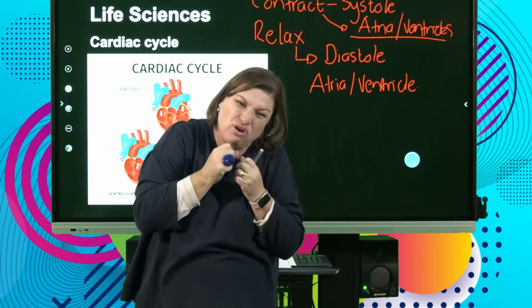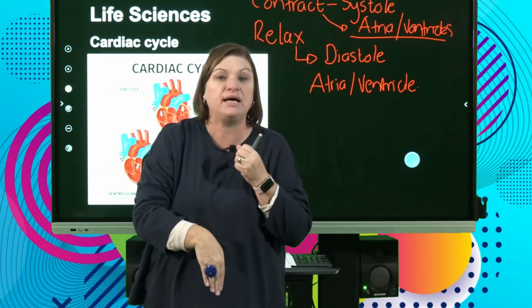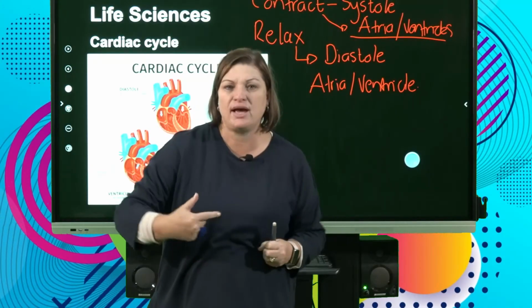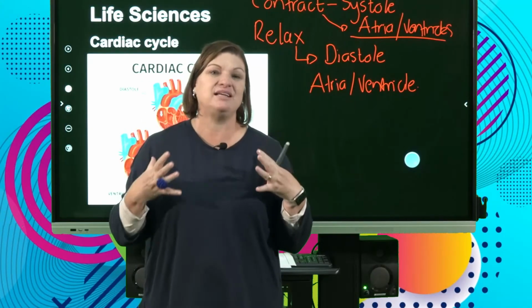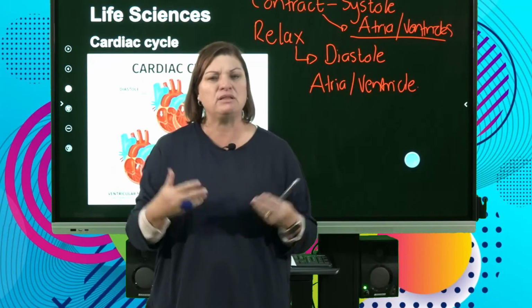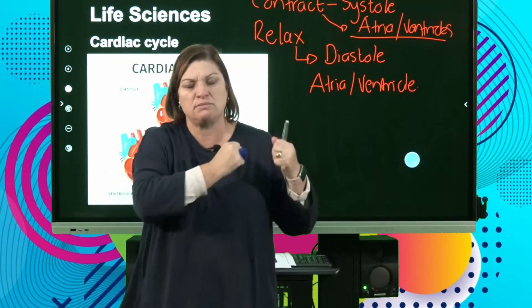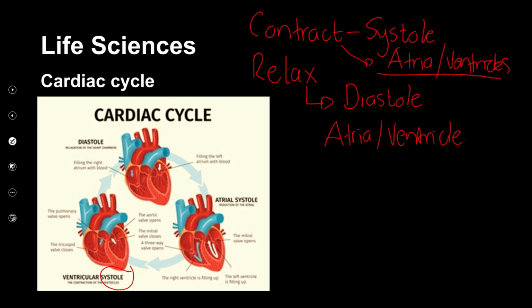So if I contract the top, the atria, what am I going to do? I'm going to squeeze the blood to the bottom, the ventricles. Then my ventricles are going to contract and they are going to squeeze the blood out. So basically the whole thing is top, bottom, out. The heart beats in a rhythm. Top, bottom, out. Top, bottom, out. And that is the whole cardiac cycle. Understanding the concept, most importantly, using the words systole and diastole.